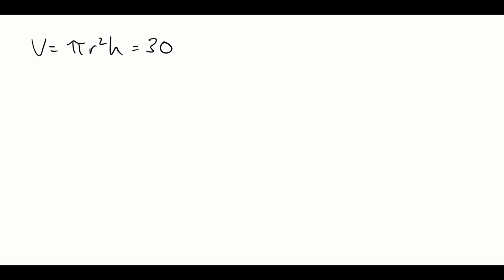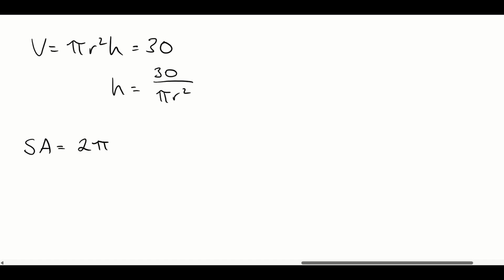So I can get an expression for h here in terms of r. So h is equal to 30 divided by pi r squared. Now the surface area of the water tank is what might change, and that's given by 2 pi r h plus 2 pi r squared.